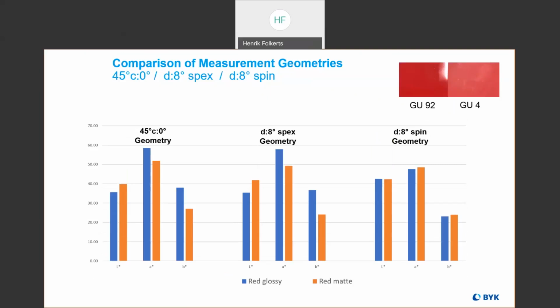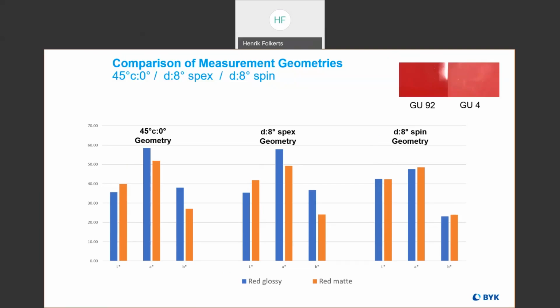And if we look at the red panel, the two sides of the red panel, we see something similar. Here with the 45-0 geometry, the glossy side is being measured as darker, and it's also being measured as more chromatic. The A value is higher. It's being measured as more red than the non-glossy side, and it's being measured as more yellow also. So there's more red, more yellow overall. It's being measured as more chromatic when measuring the glossy side than the matte side. And again, this is how we see it. We see more chroma in the glossy side of this panel than in the matte side.